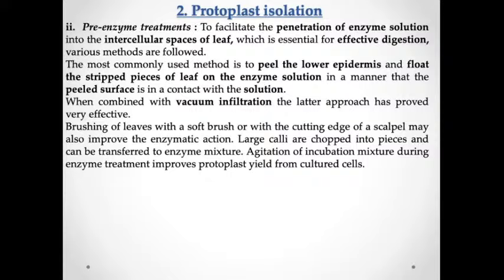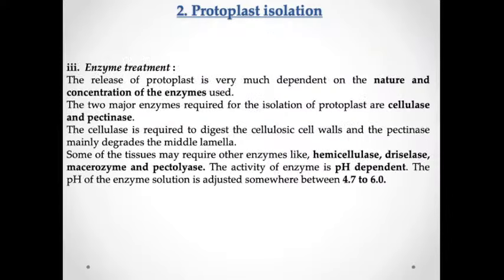To facilitate the penetration of enzyme solution into the intracellular spaces of the leaf, for a very effective digestion, various methods are followed. The most common is to peel the lower epidermis. You remove the lower epidermis and float the striped pieces of leaf on the enzyme solution, in a manner that the peeled surface is in contact with the solution. When combined with vacuum infiltration, the latter approach has proved very effective. You make a vacuum infiltration to let the whole leaf take up the enzyme, and hence your pre-enzyme treatment could be good.